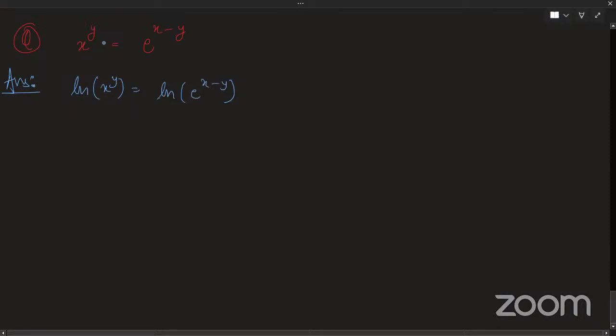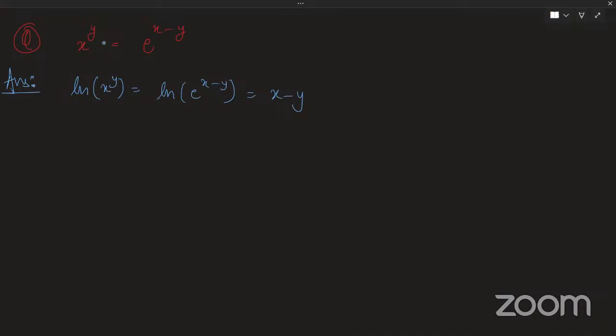Can anyone tell me what will happen to the right side? What will my right side become? It is x minus y into ln of e. What is ln of e? 1, sir. Yes, it is 1. So my final thing becomes x minus y, right? Yes, sir.